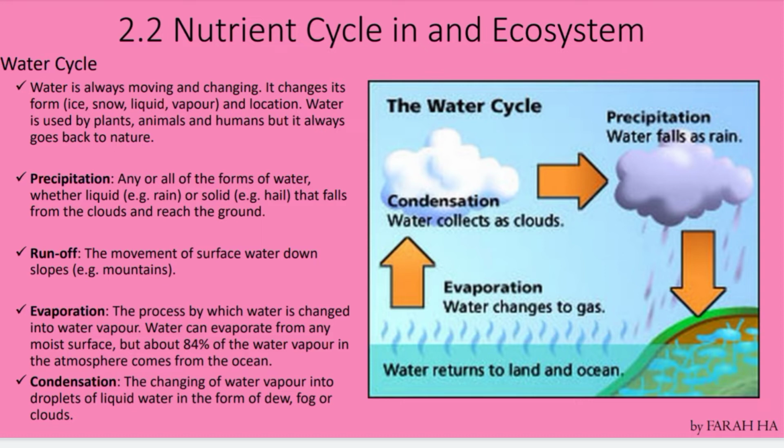So there are 4 key points in the water cycle that you have to remember. First is precipitation, second is runoff, third is evaporation, and fourth is condensation.